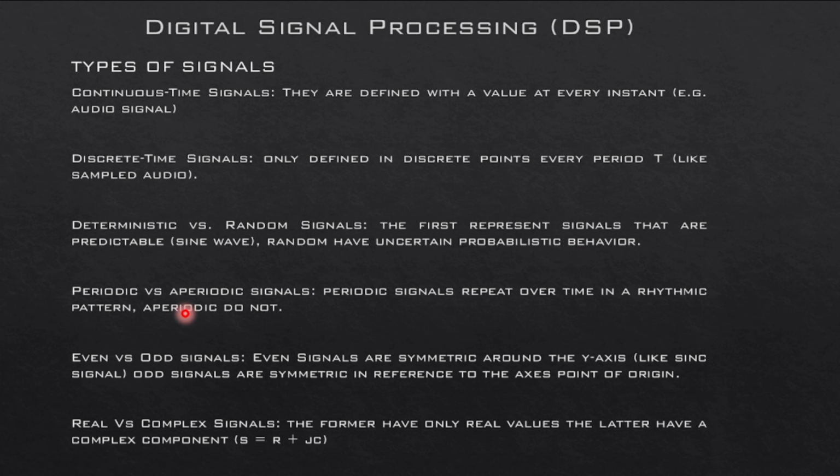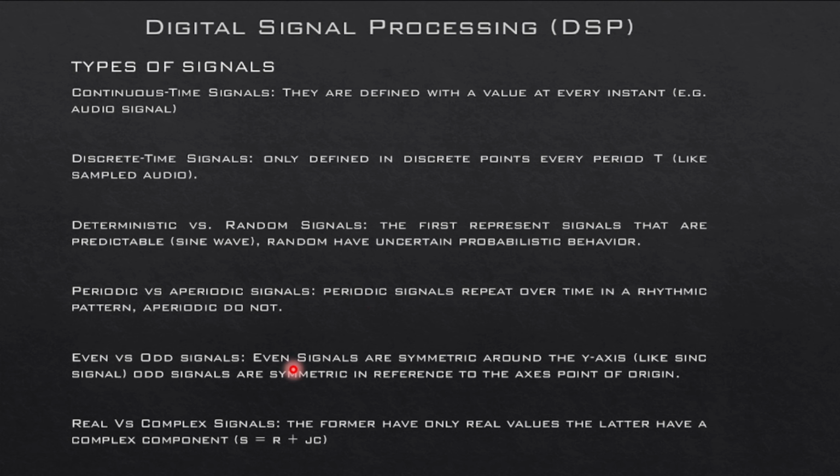Now, also you have periodic versus aperiodic signals. Periodic signals repeat over time in the same way, like the sine wave. They are rhythmic. They have a rhythmic pattern. Meanwhile, aperiodic signals do not, like the impulse alone, it's aperiodic. It's an event that happens and then disappears. Okay? Like, for instance, detecting an explosion or something crashing in the water. This is an aperiodic signal. It doesn't repeat itself. Meanwhile, a sine wave is periodic.